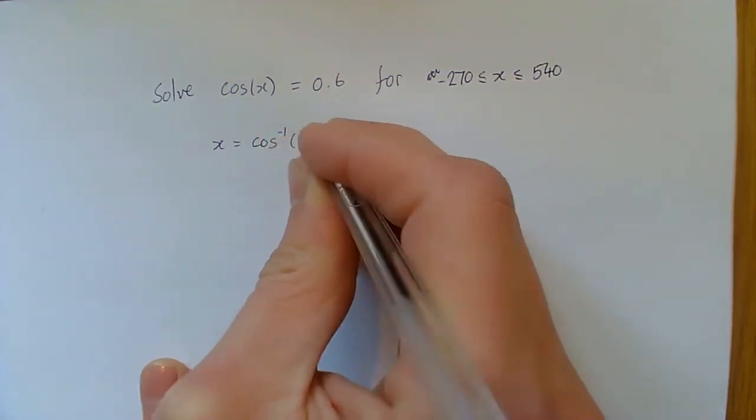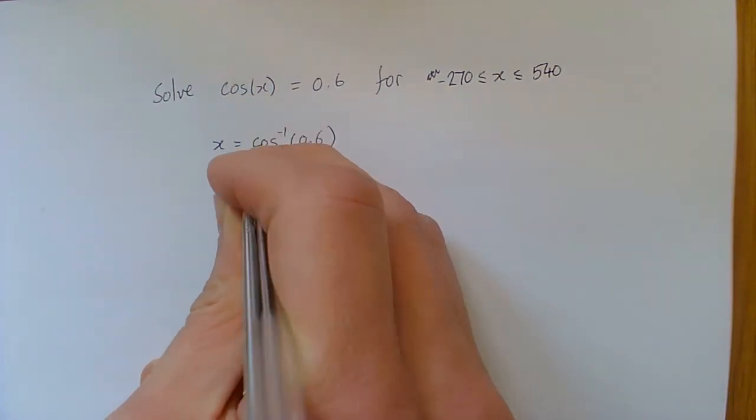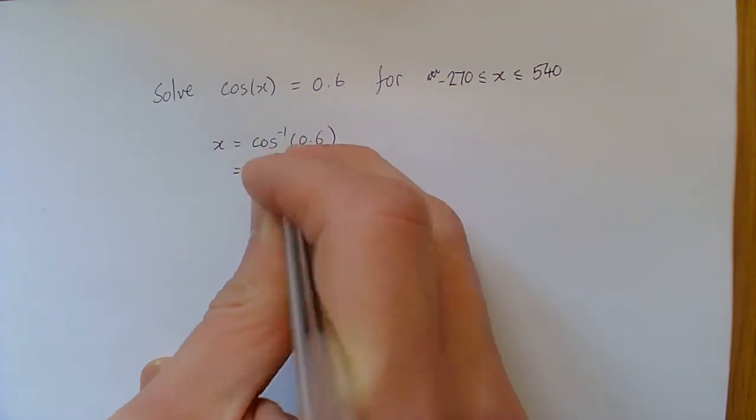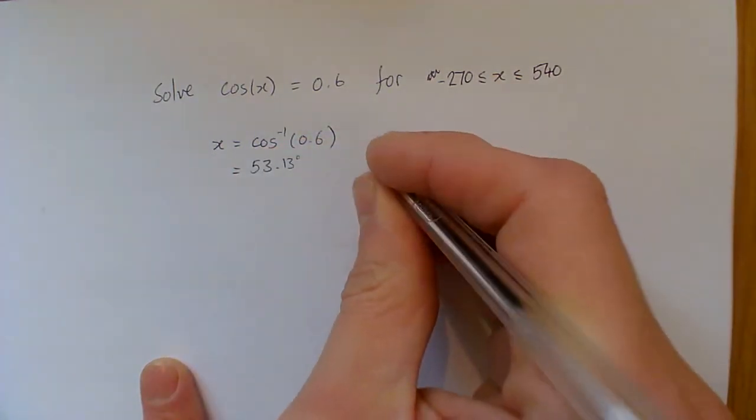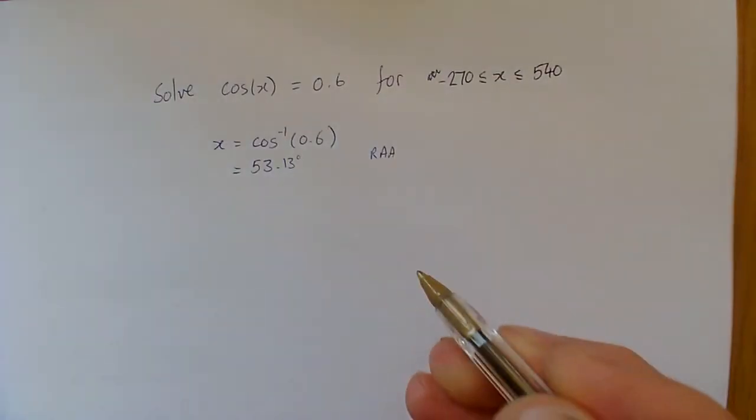We're going to do an inverse cos. That is going to give us an angle which is 53.13 degrees. It's worth noting that's also our relative acute angle in this case because we're working with a positive trig equation.